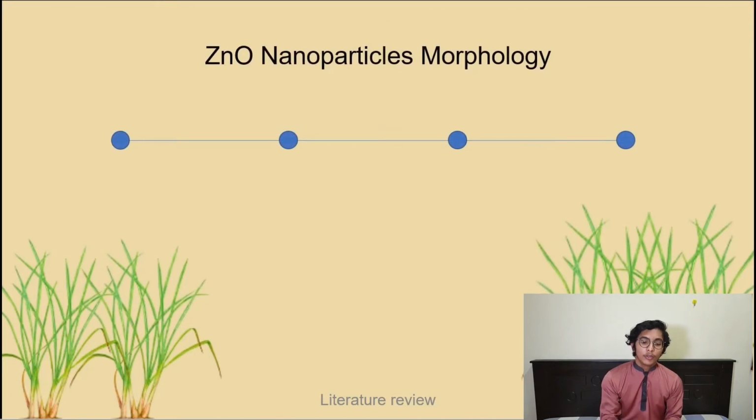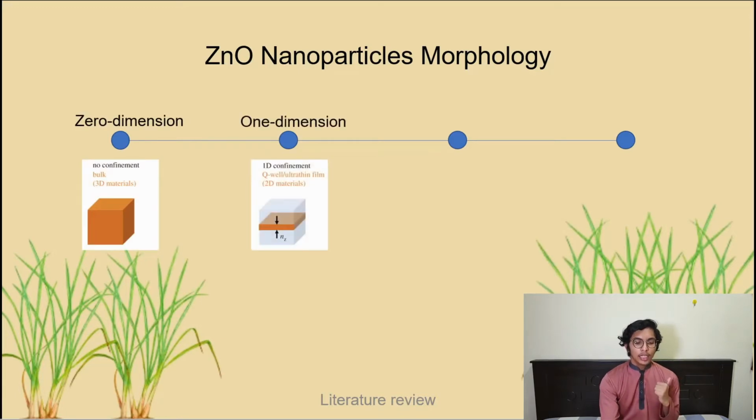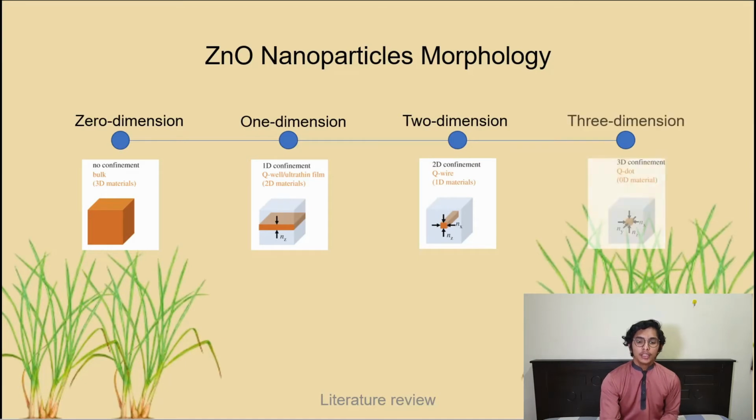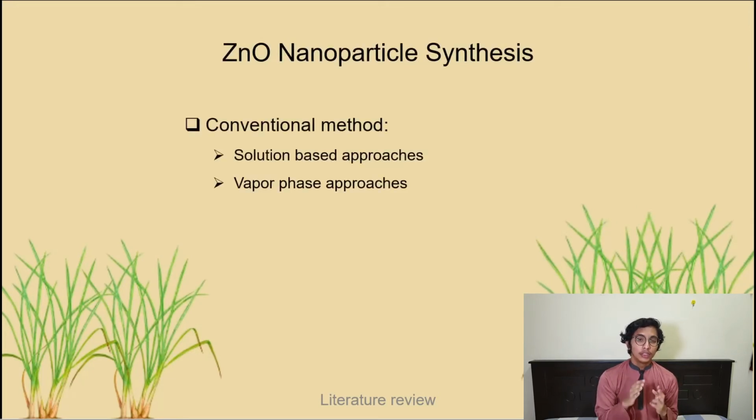Zinc oxide nanoparticles morphology can be divided into 4 groups. The first one is 0 dimension, second one is 1 dimension, the third one is 2 dimension, and the fourth one is 3 dimensions. To synthesize zinc oxide nanoparticle, we can use the conventional method, which has 2 approaches, solution-based and vapor-based. Or we can use green synthesis.